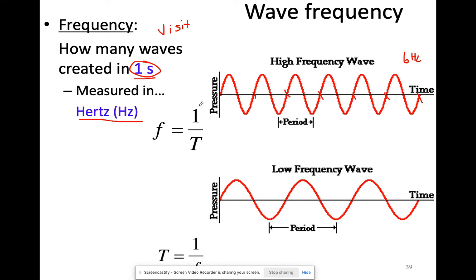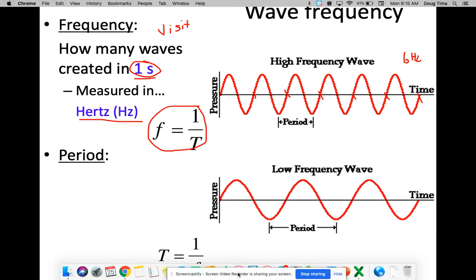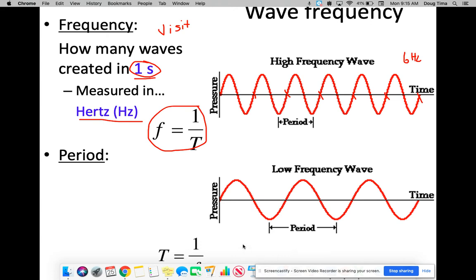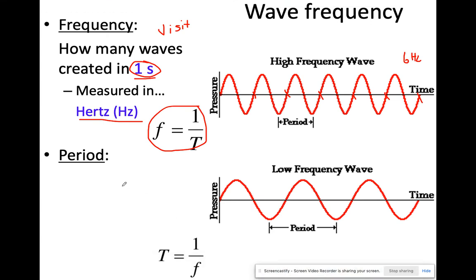And this is the equation. Frequency is 1 over big T, and big T is actually called the period. Now think about this for a second. Okay, let's get this out of the way so you can see this. But think about this for a second. Period is an amount of time. This is an amount of time.